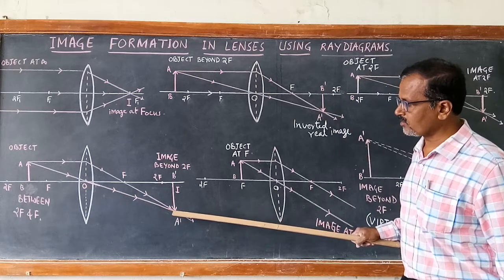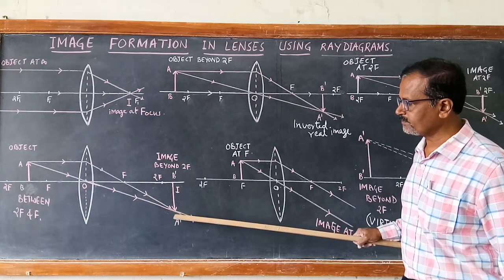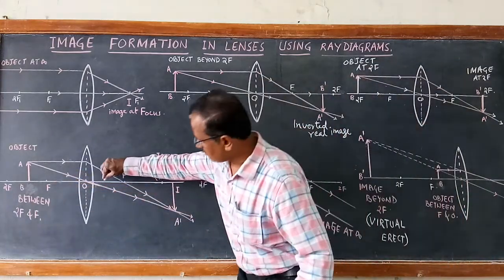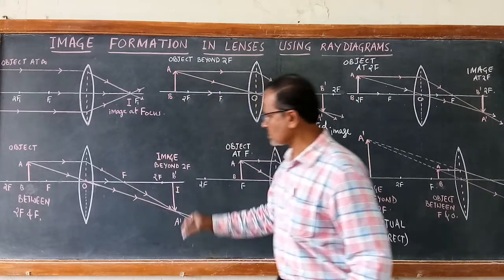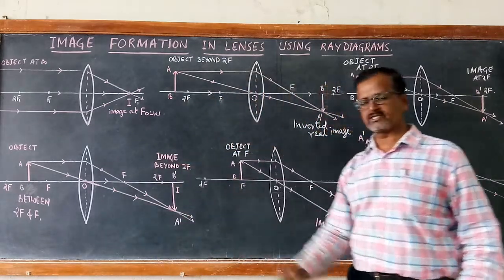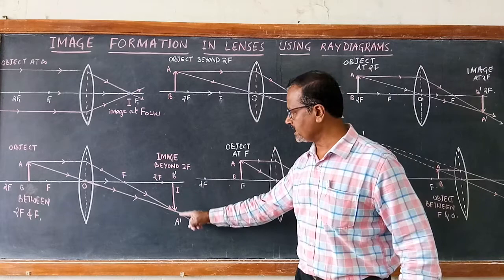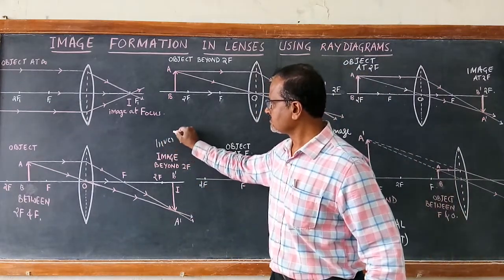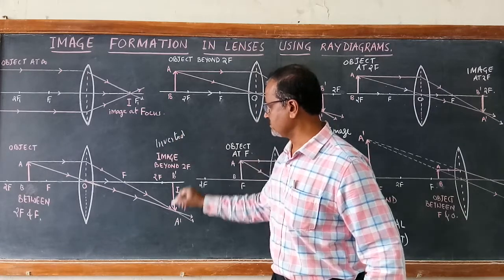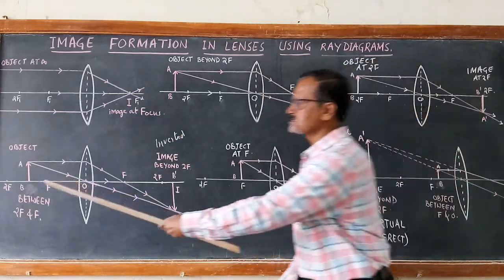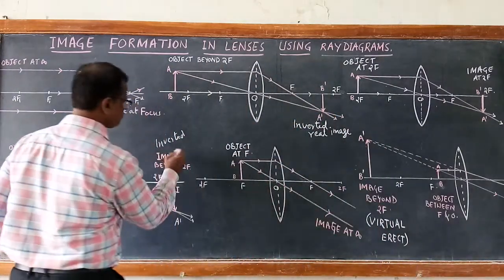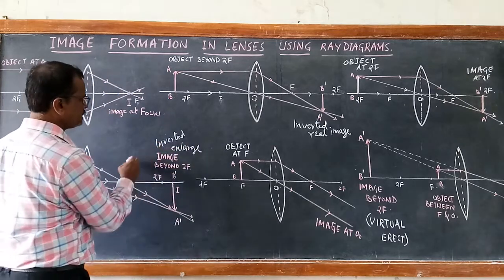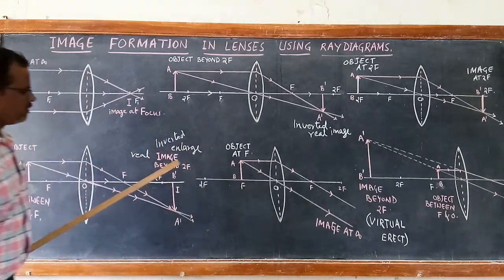Where these rays are converging, meeting, that point becomes A dash. And the ray which is passing along the principal axis goes undeviated and that forms B dash. Thus we are getting the image A dash B dash, which is again an inverted image. And if you see, the size of the image is greater than the size of the object. Inverted, enlarged real image beyond 2f.